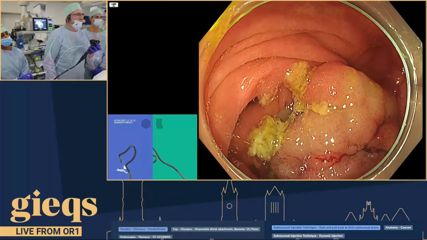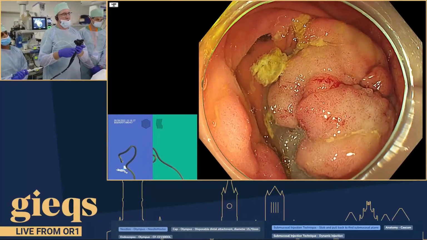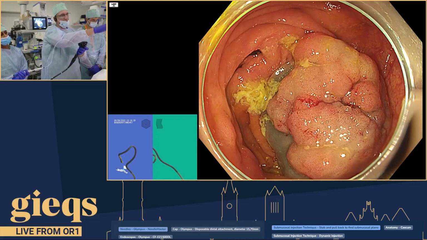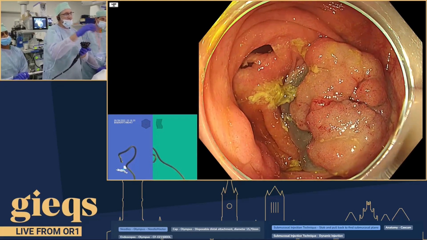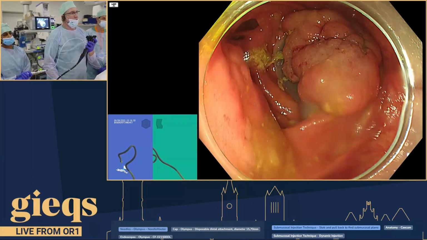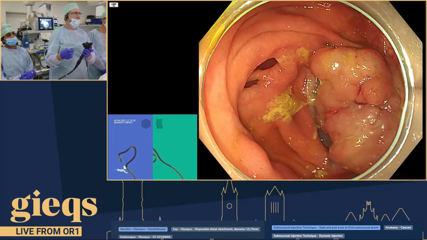And it's always important to start in the most difficult area first. So we start on this side because for sure things don't get easier after injection. So we've got to resect that proximal side first.